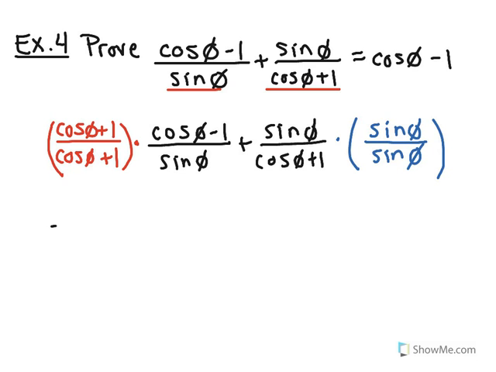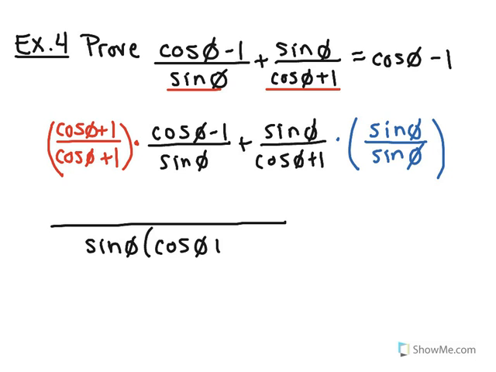So I'm going to get this started over here, and right now my denominator is just the product of those two denominators, so I'm going to write that as sine phi times cosine phi plus 1. That's my denominator. And now I need to see what I can do with the new numerators. So I first of all want to direct your attention to the left-hand part up here. I want you to take a look at this product.